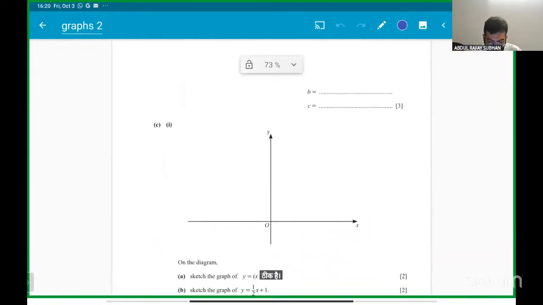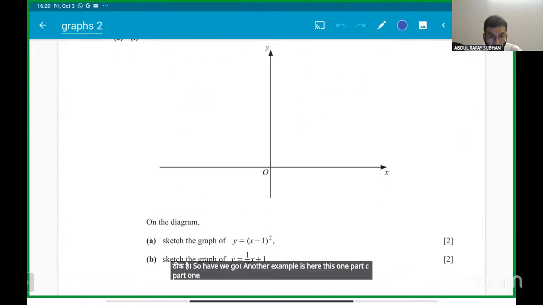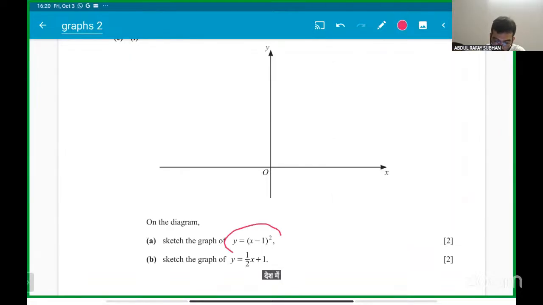Okay, so here we go. Another example is here, part C, part 1 on the diagram. Let's do another one on the diagram. This one is not cubic. Please have a look at this question, students. This one is not cubic, but it's also called a repeated and tangent root. So let's sketch this one as well.